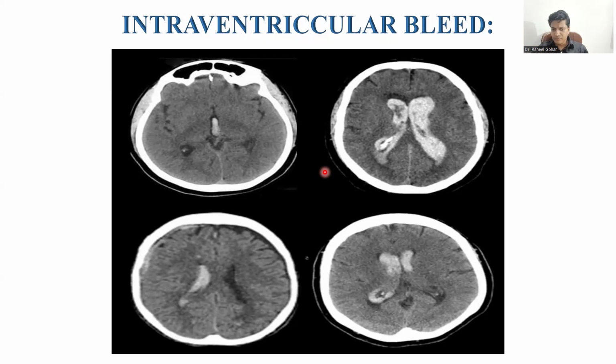So again you can see on the axial sections, this is between the third ventricle, and these are in the lateral ventricles, as you can see here and here. And if it is producing significant hydrocephalus, we are going to intervene in this patient as well.